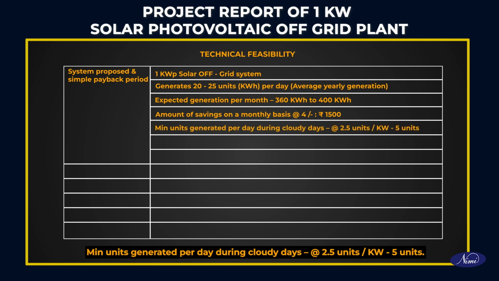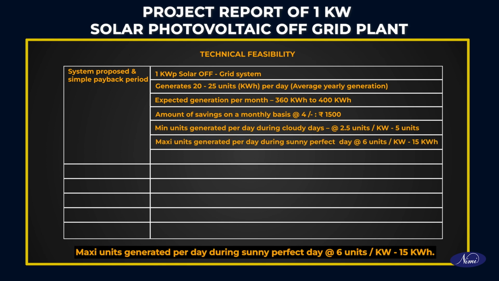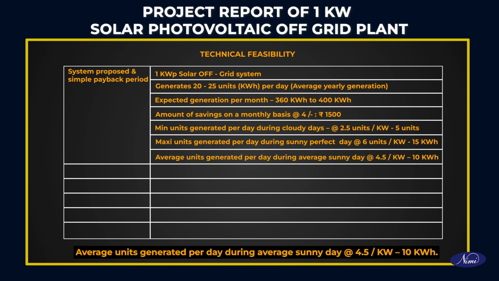Minimum units generated per day during cloudy days at 2.5 units per kilowatt: 5 units. Maximum units generated per day during a sunny perfect day at 6 units per kilowatt: 15 kilowatt hours. Average units generated per day during an average sunny day at 4.5 per kilowatt: 10 kilowatt hours.